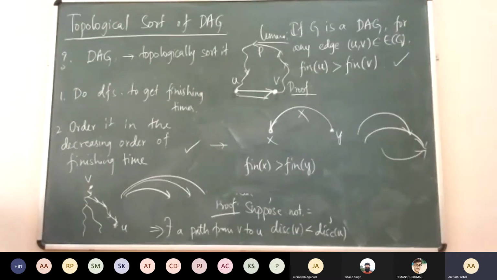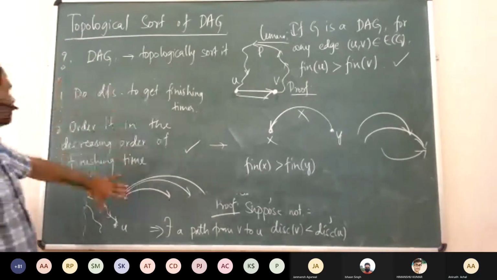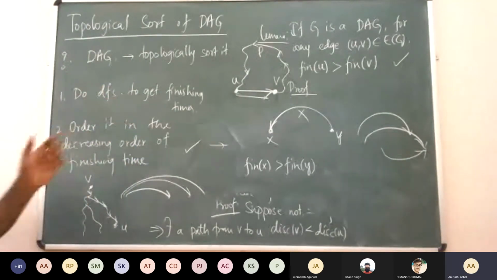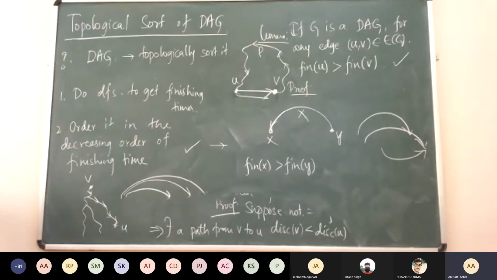Good. So this sort of proves the correctness of the algorithm. The algorithm is correct, right? This sort of proves the correctness of the algorithm. Now, what can you say about the running time?